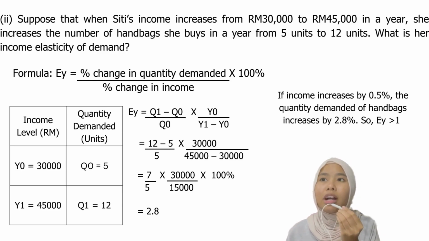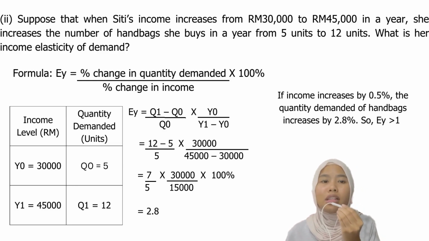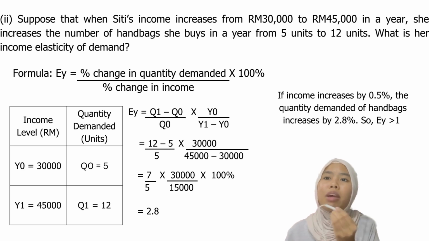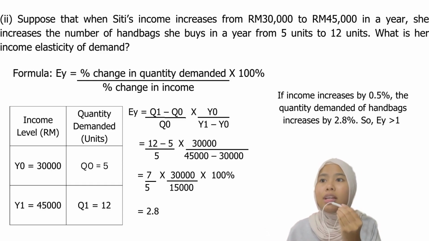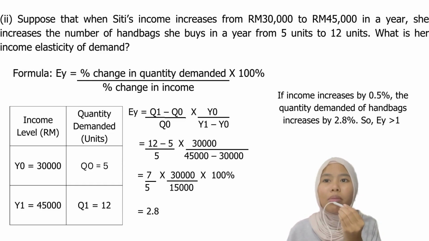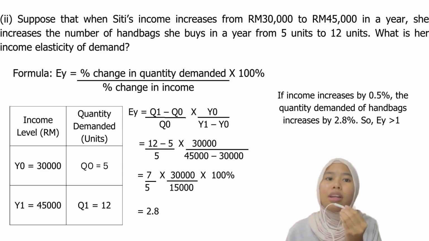EY stands for income elasticity of demand. So EY is equal to the percent change in quantity demanded divided by the percent change in income, multiplied by 100%. I made a table for income level and quantity demanded. As you can see in my slide, this is how I calculate EY. So I got 2.8. So if income increased by 0.5%, the quantity demanded of handbags increased by 2.8%. So EY is less than 1.